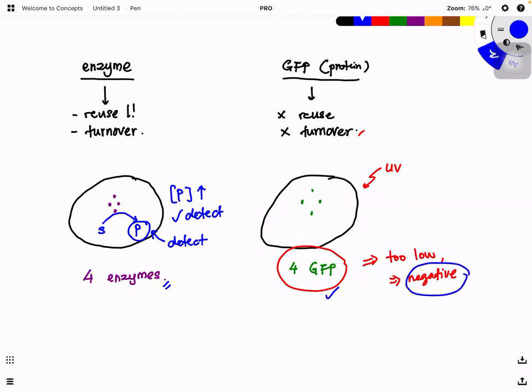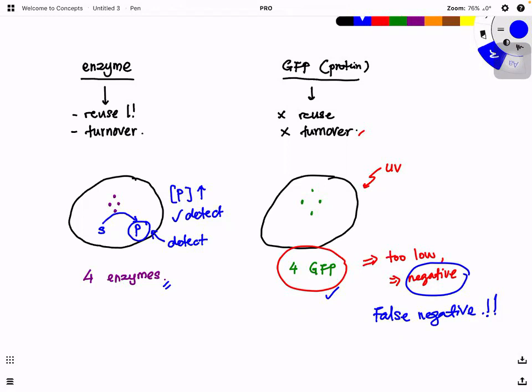So this negative we call a false negative. Are you clear? False negative. It means that by right, it's a positive result, there is expression, but we can't pick up the signal because the device is not so sensitive. Therefore we won't be able to pick up the signal. So that is a limitation of the green fluorescent protein because it is a protein, not an enzyme.